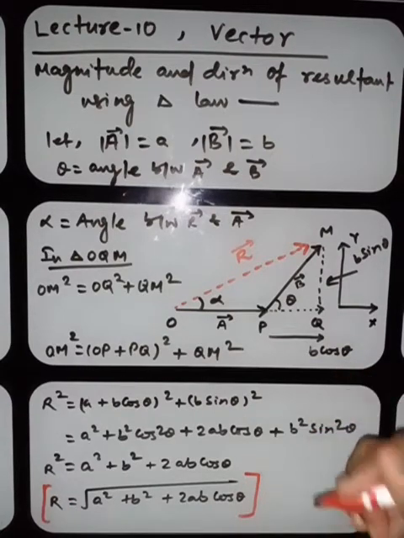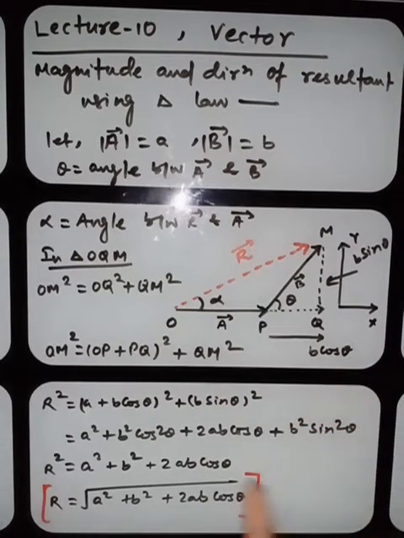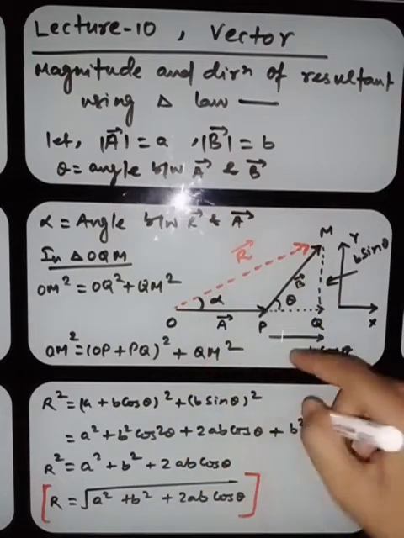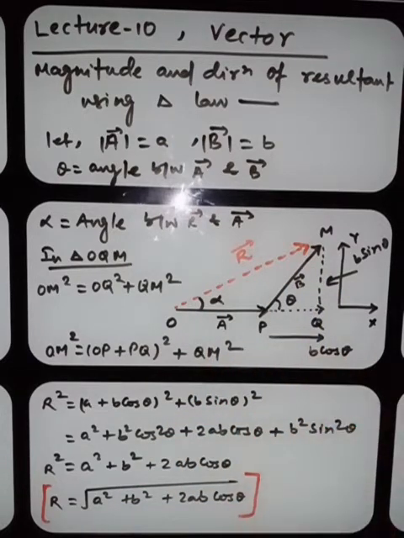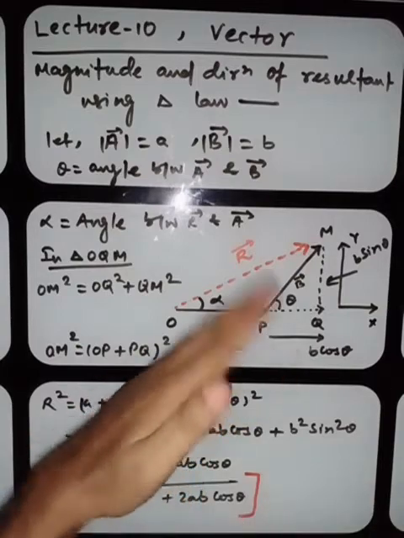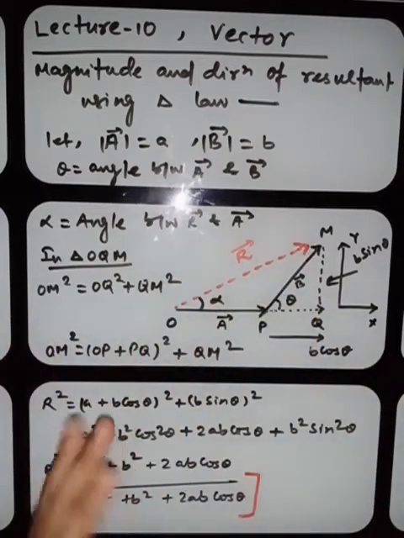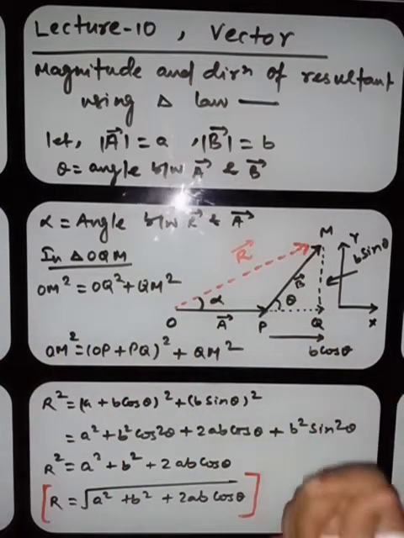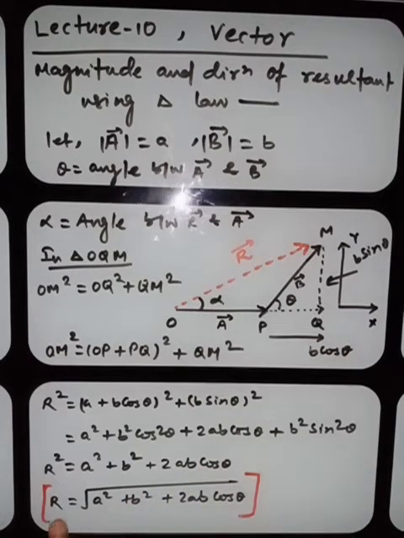That is the magnitude of resultant of two vectors. Now we will change the vector. We will change the orientation of the vectors A, B, and then we will find what should be the proper magnitude. But remember, the magnitude for the two vectors inclined at theta angle will be R equals root under A square plus B square plus twice AB cos theta.